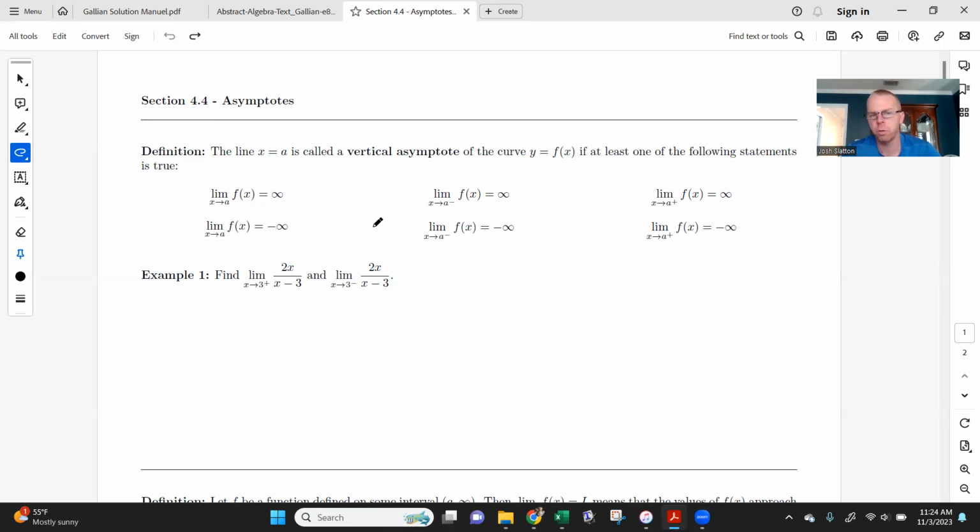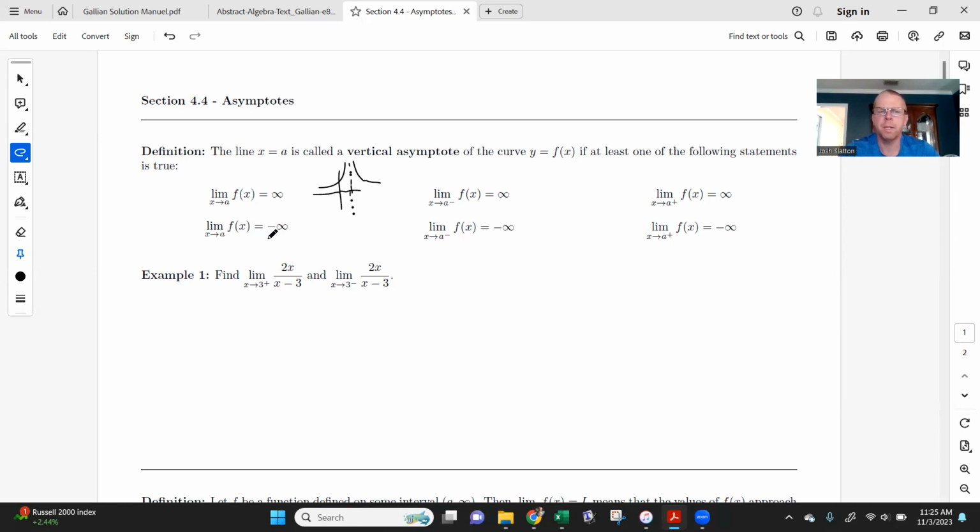Basically, as x approaches whatever that is, from one direction or the other direction or both directions, if we're going to positive or negative infinity in any of those cases, then we have a vertical asymptote. So, for instance, if the limit as x approaches a is infinity, where a is whatever right here, so we have a vertical line there, and the graph would look something like that. From both sides, we're going to positive infinity, so the two-sided limit is infinite.